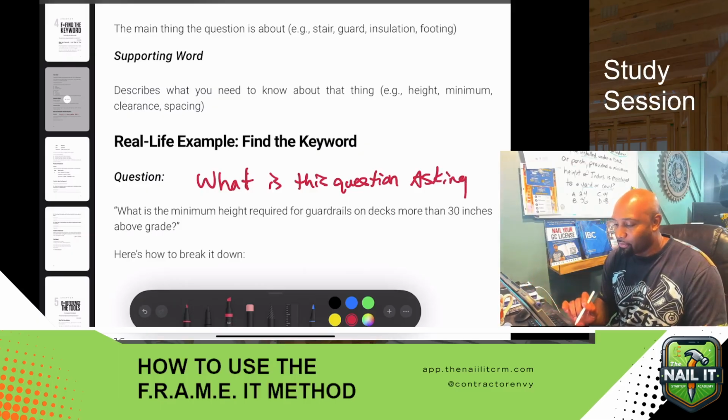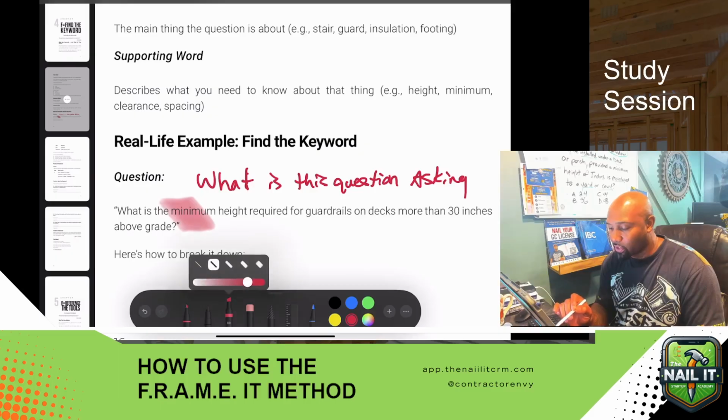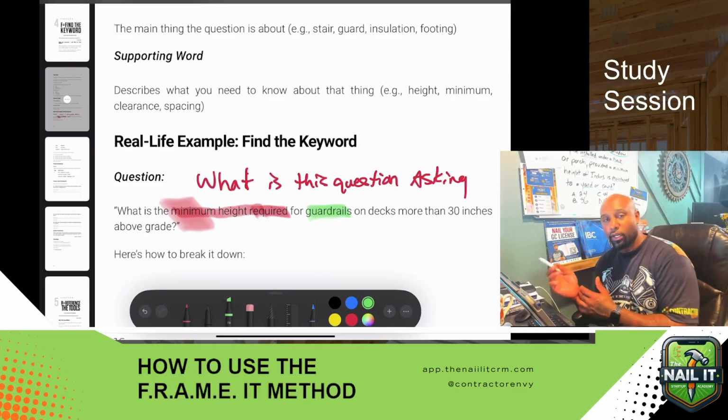And when you look at that, what is the question asking? It's simply asking for the minimum height. Required for what? Guardrails. Okay. So we know we're looking for the minimum height of guardrails.